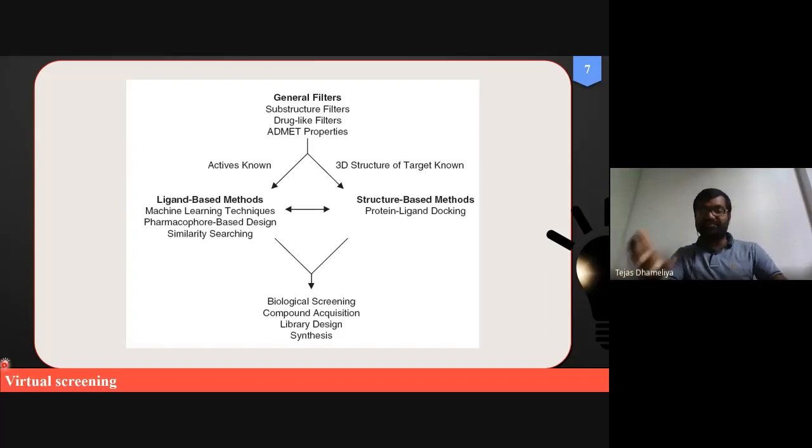You have already performed certain virtual filters such as Lipinski filters, and using Lipinski filters, you could find out whether a molecule will become a drug or not. So those various filters you have applied. What were they? Molecular weight should be less than 500. Hydrogen bond acceptors should be less than 5. Hydrogen bond donors should be less than 10. Then the number of rotatable bonds should be less than 10. The C log P lipophilicity should be less than 5.